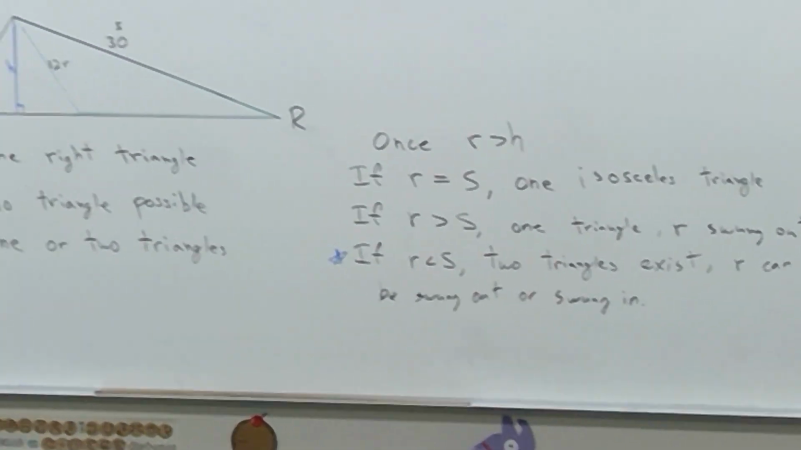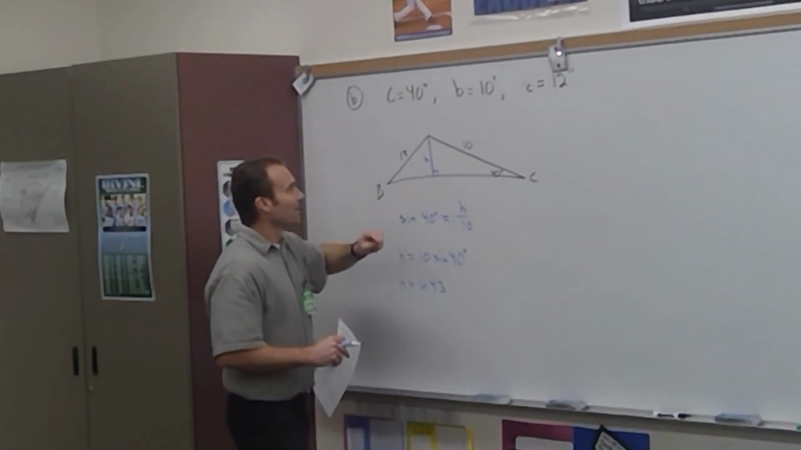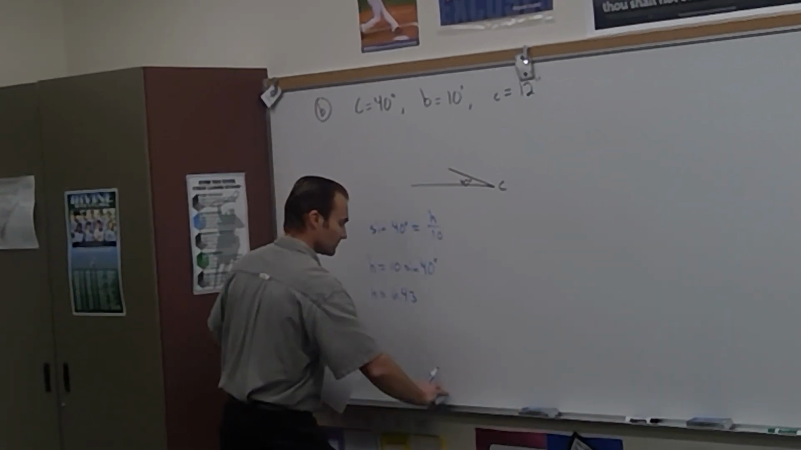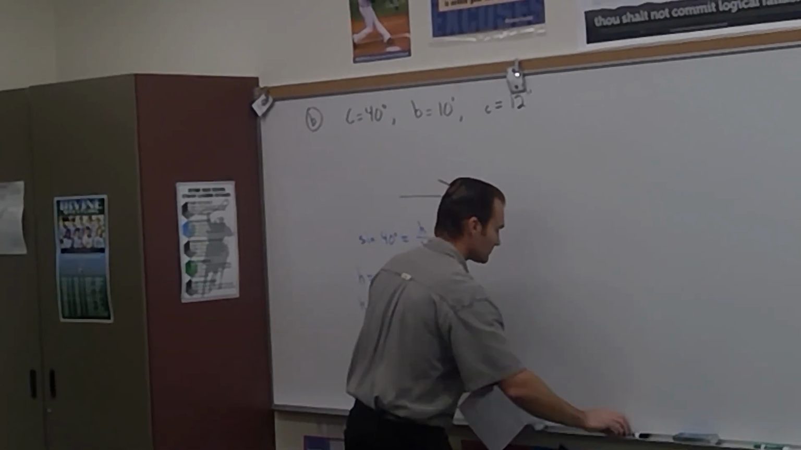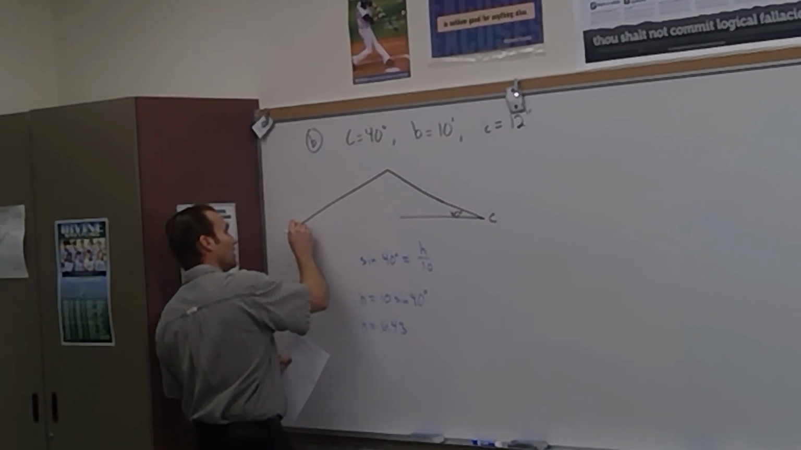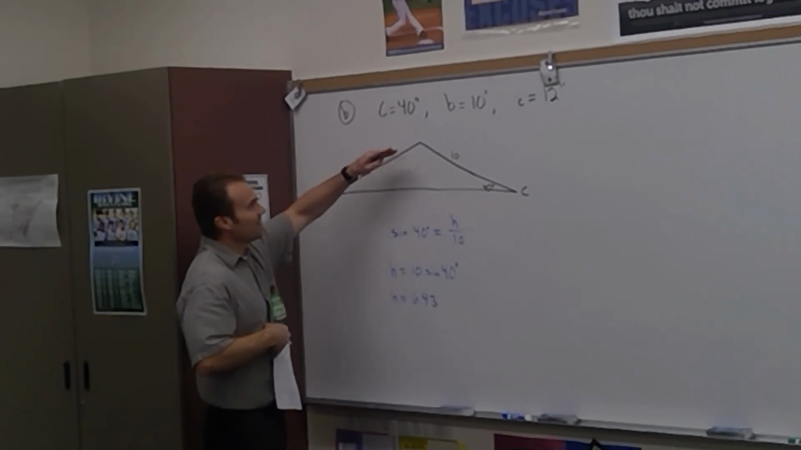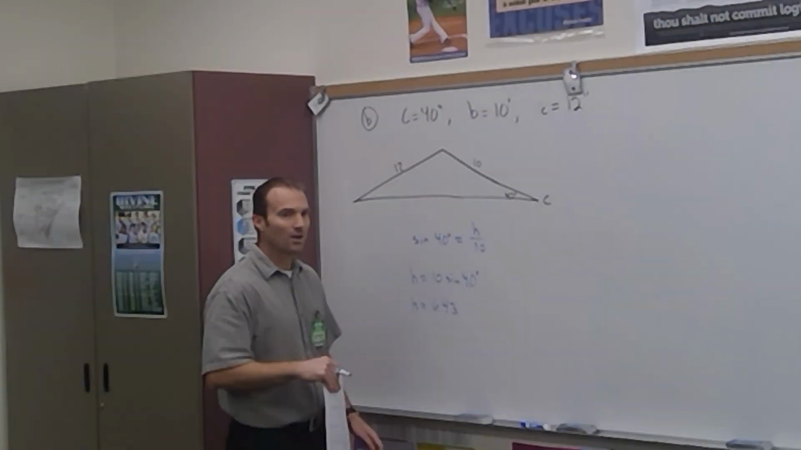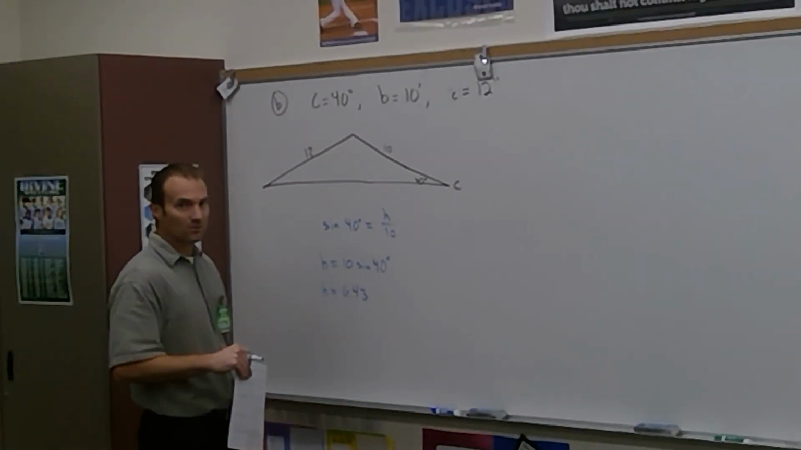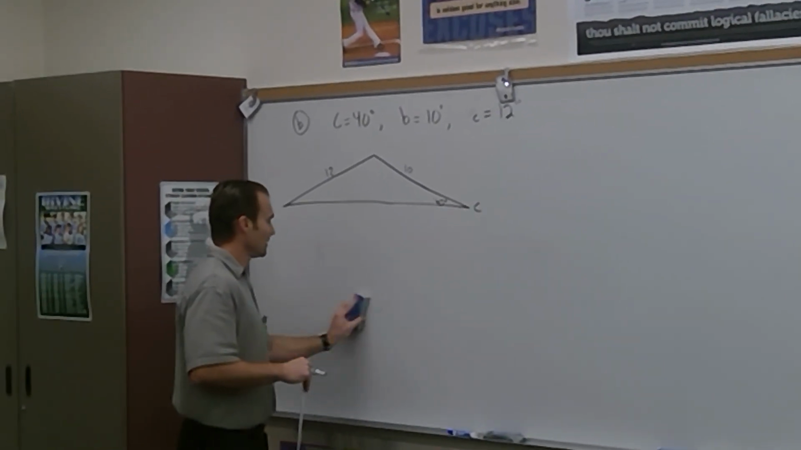So I didn't draw this to scale. This side right here is actually longer than that side right there. And since it's longer, let me redraw it. Okay. So since this side is longer than that side, I can't swing it back in and create a triangle. It's too long. Not going to work. So I now know I have exactly one triangle and only one triangle. So let's solve it.